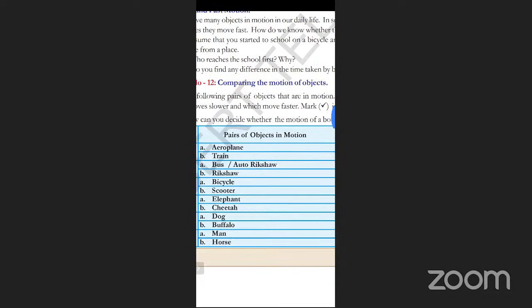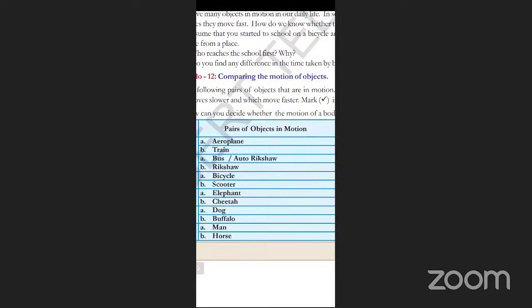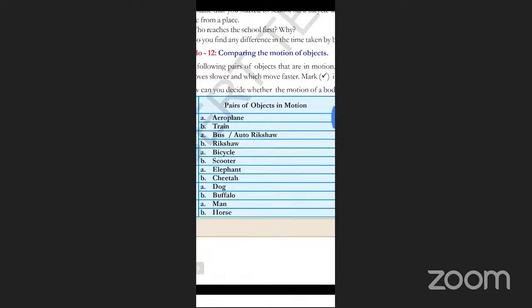And see, bus, auto rickshaw and rickshaw. When you compare this A and B, which will move faster? Bus and auto rickshaw will move fast and this rickshaw will move slowly. Now, bicycle and scooter. When you compare this bicycle and the scooter, the bicycle is the slow motion and the scooter is the fast motion.